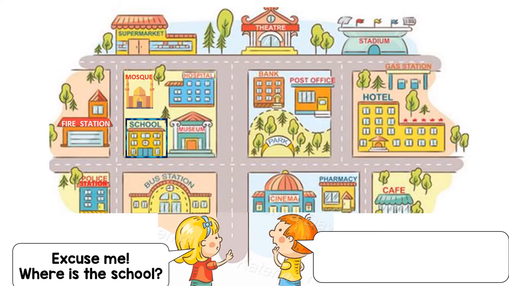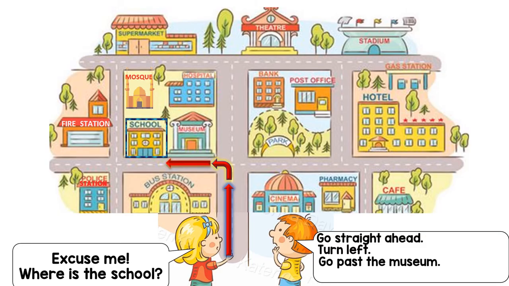Excuse me, where is the school? Go straight ahead. Turn left. Go past the museum. It is on your right.